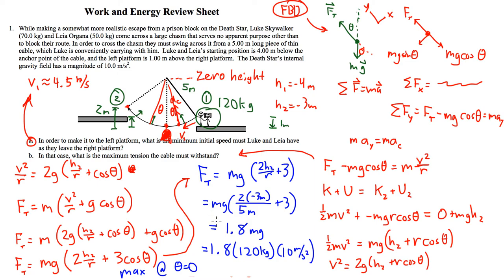Am I right? Yes, I'm right. So this is equal to what I got before: 2160 newtons is the maximum tension the cable has to withstand.